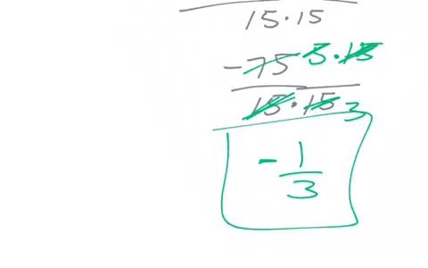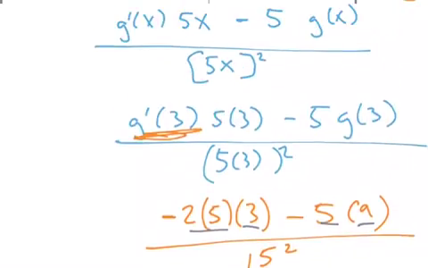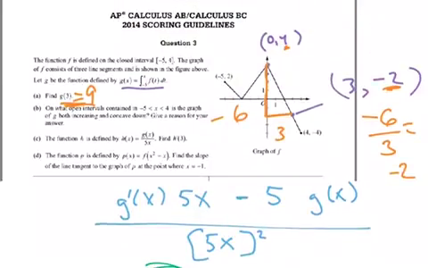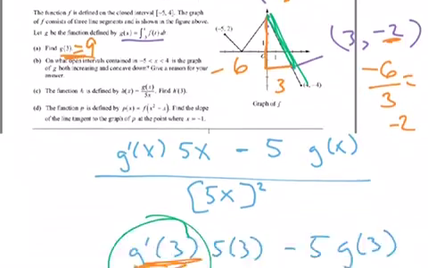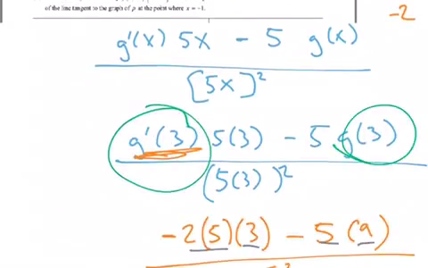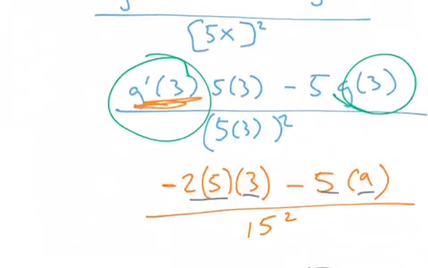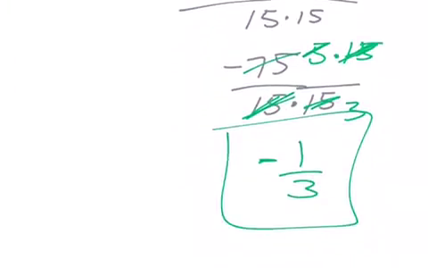Boom. There's my answer. So it's kind of an interesting question that kind of plays on the quotient rule a little bit, but it's asking you to first realize that g prime of 3, right here, is in reference to the slope of the line at 3, right? And then g of 3 is in reference to what you had originally solved here, g of 3 being 9. And then you just solve the problem, and you get your answer.